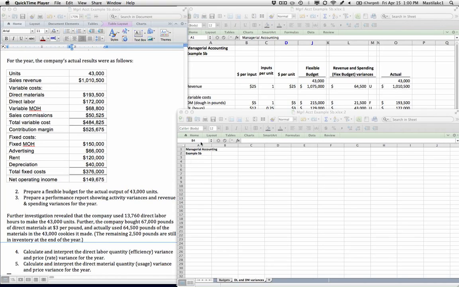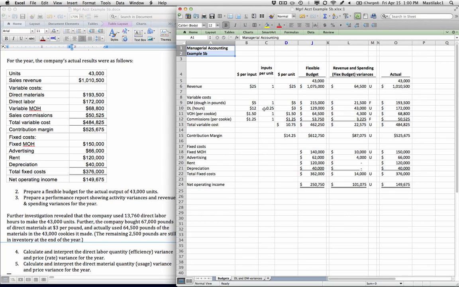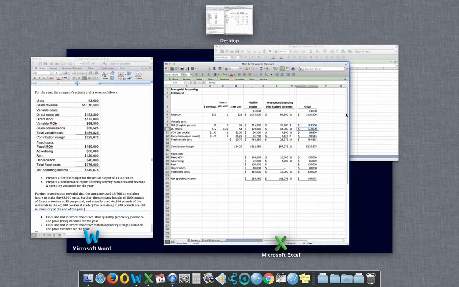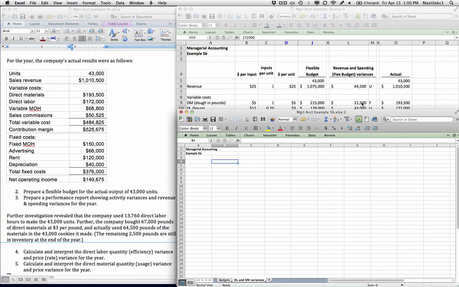If you think about the conversation we had last time, we'll do direct labor first. We could have either paid more than $12 an hour, or we could have used more than 15 minutes per cookie. In order to answer the question of why the actual was 172, we need to know how many direct labor hours we used and what the total price of those was. You're going to have to be given more data than is in your flex budget.